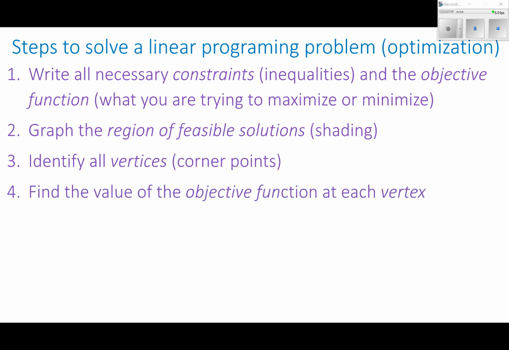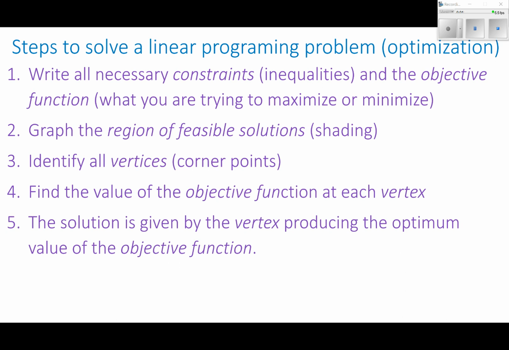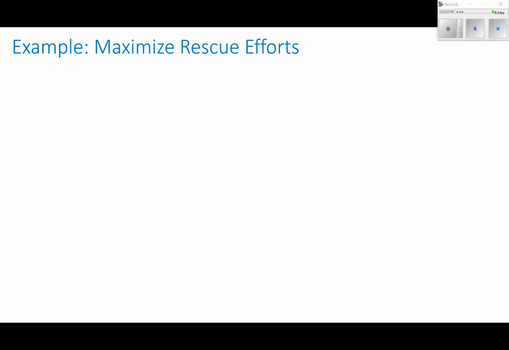Find the value of the objective function at each vertex. So the optimal value is going to occur at a vertex. So we need to put every single vertex point into our objective function and figure out what is the largest if we're trying to maximize or what's the smallest if we're trying to minimize. All right, and then step 5, the solution is given by the vertex producing that optimum value. Okay, so again, if it's the max or the min, depending on what numbers we get, that's going to be our optimal value. Okay, so let's take a look at one example here.